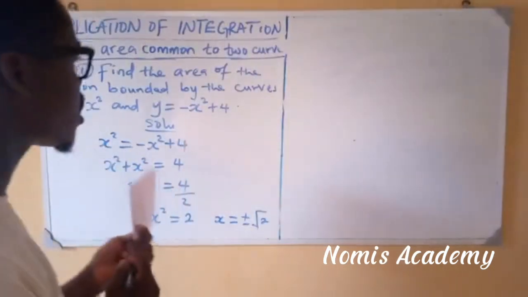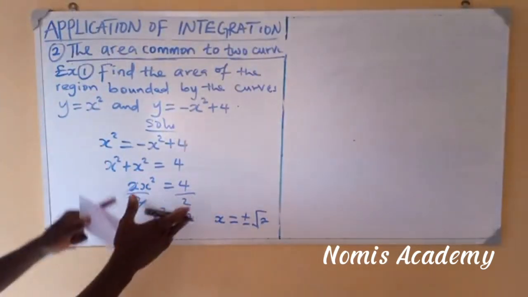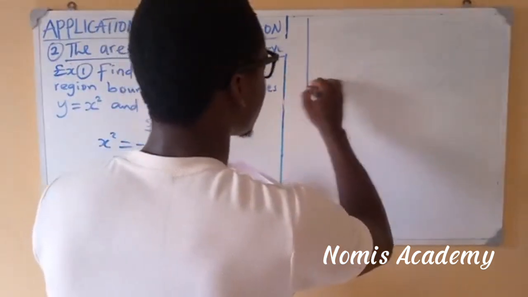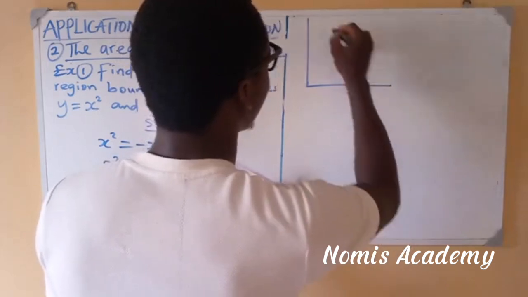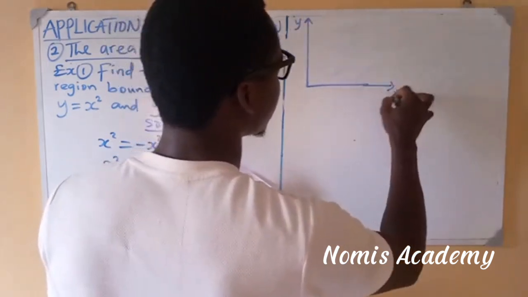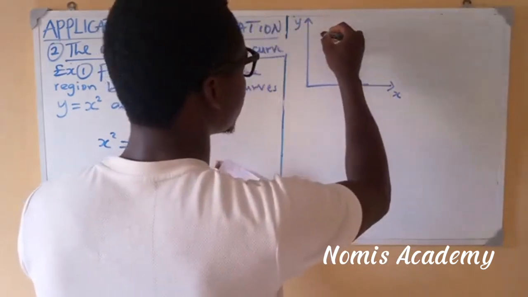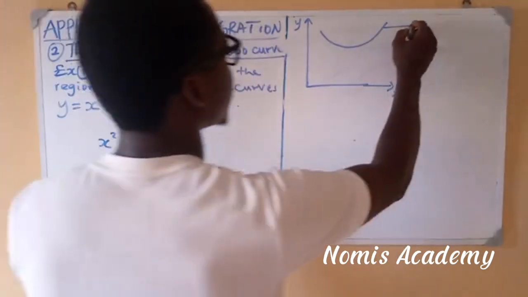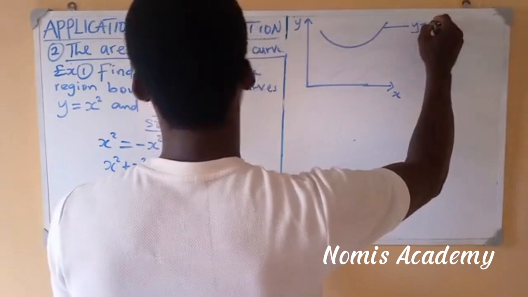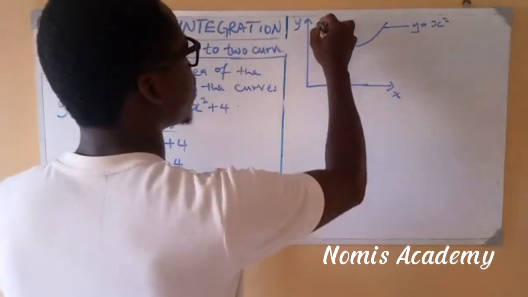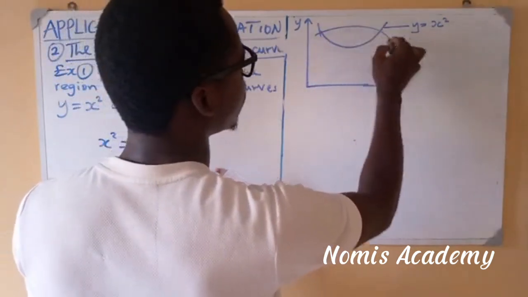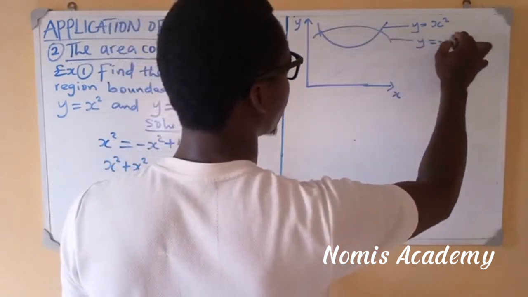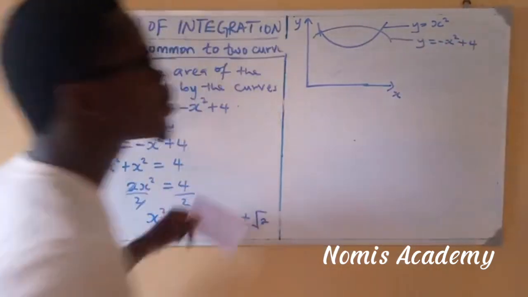So let's just take a simple graph to get a clear picture of the area we are looking for. Let's take this to be the graph. So this is the parabola, this is y and this is x. This is the parabola facing up. So it is called y equal to x squared. And then the parabola facing down is called y equal to minus x squared plus 4.